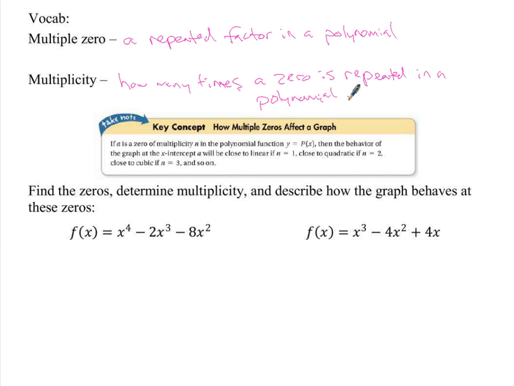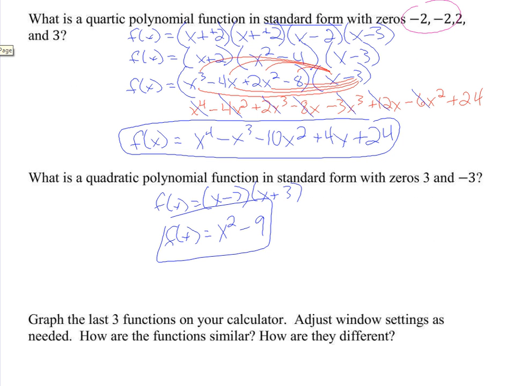Okay? So wait, could you have like -2, -2, and then could you have like 2, 2? Sure. Let me go back to that problem. If I had -2, -2, 2, 2, 2, and then 3, then the multiplicity of -2 would be 2, and the multiplicity of +2 would be 3. Okay? Does that answer your question?